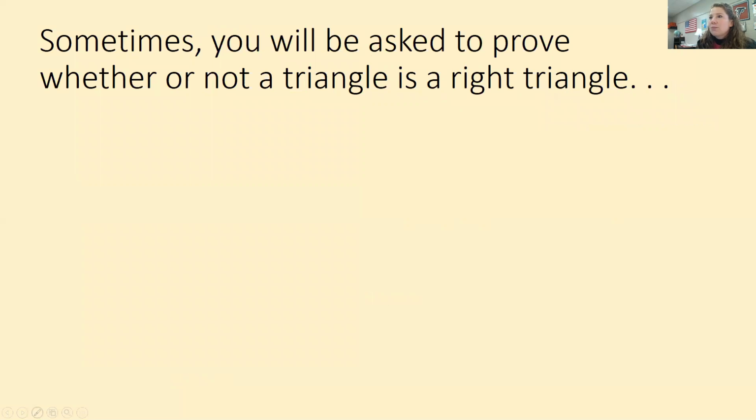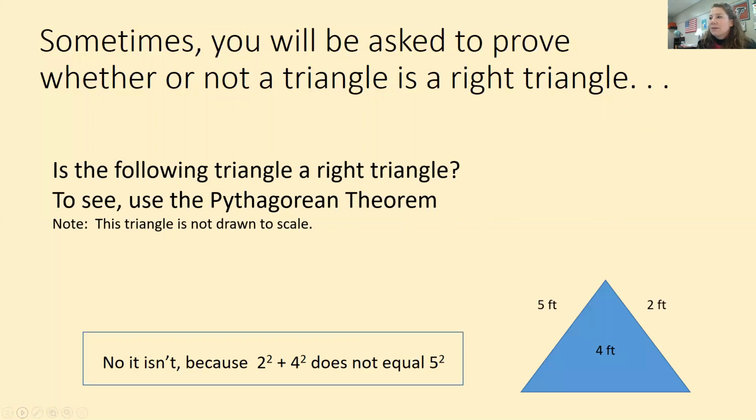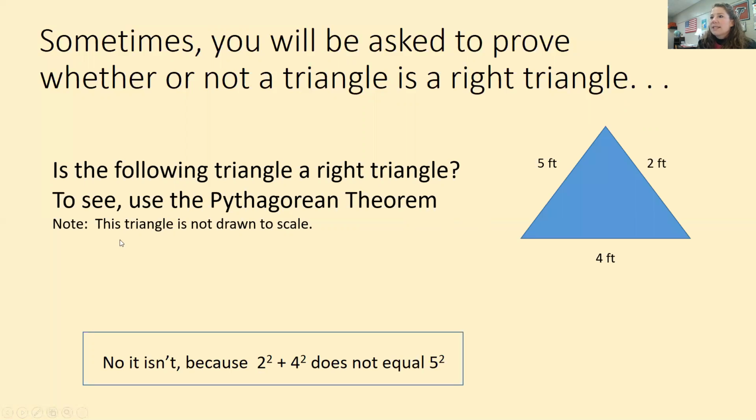Sometimes you'll be asked to prove whether or not a triangle is a right triangle. Is the following triangle a right triangle? To see, you're going to use the Pythagorean theorem. So this says, obviously, the triangle is not drawn to scale. So if we want to prove whether this is a right triangle, we're going to take the two shorter sides. We're going to square them.